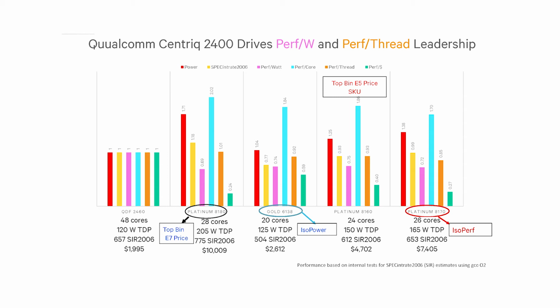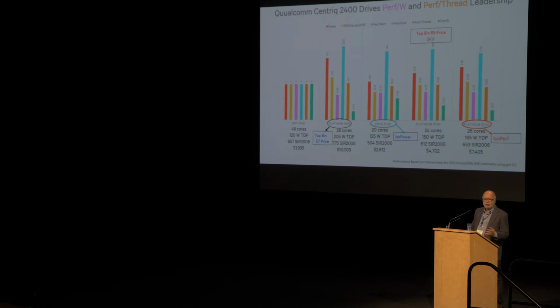Then if you go here and you say, what if I was trying to deliver a certain level of performance? How do the two implementations compare? Once again, the energy-efficient design wins out. These slides are on the website, so you can look at them and see what you think. By the way, all of these performance estimates are based on GCC O2.